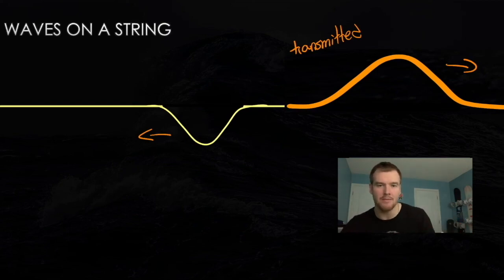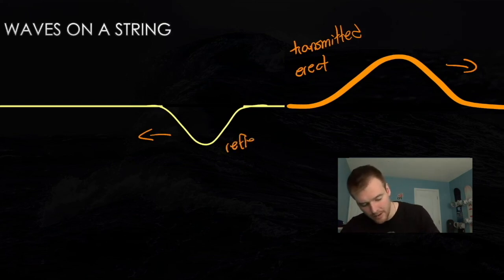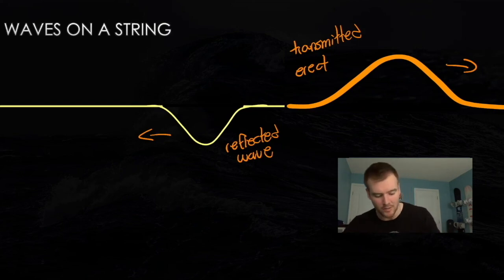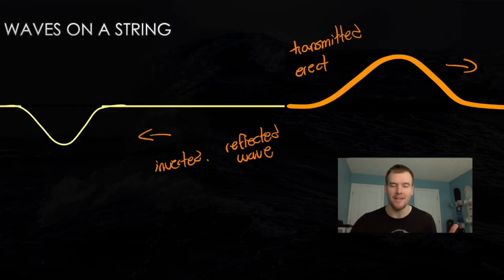And because it's on the same side as it started, it's called erect. It stays on the same side. But the other one, when it gets flipped and comes back, the reflected wave, got flipped on the other side. So this is inverted when it comes back. And we can see it moving off back in that direction.